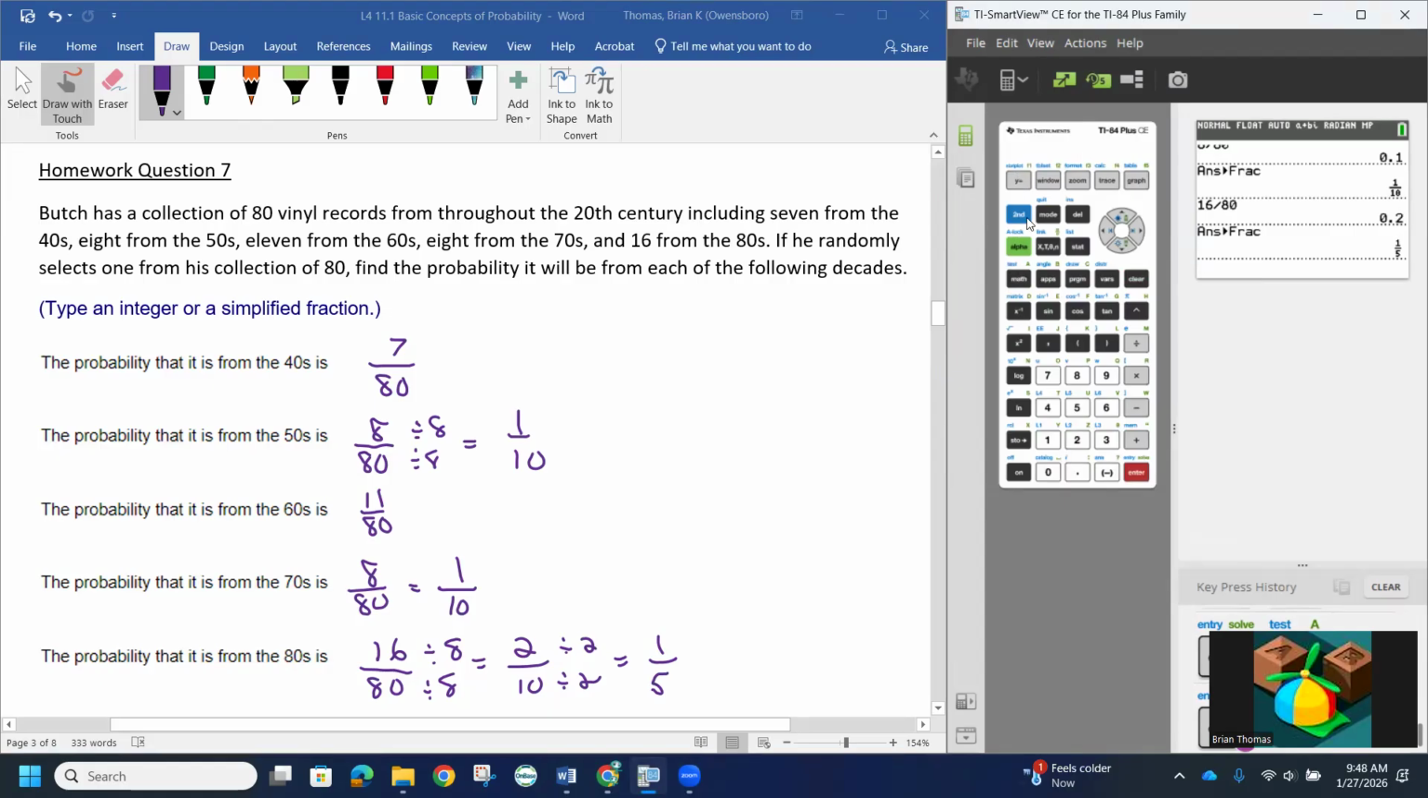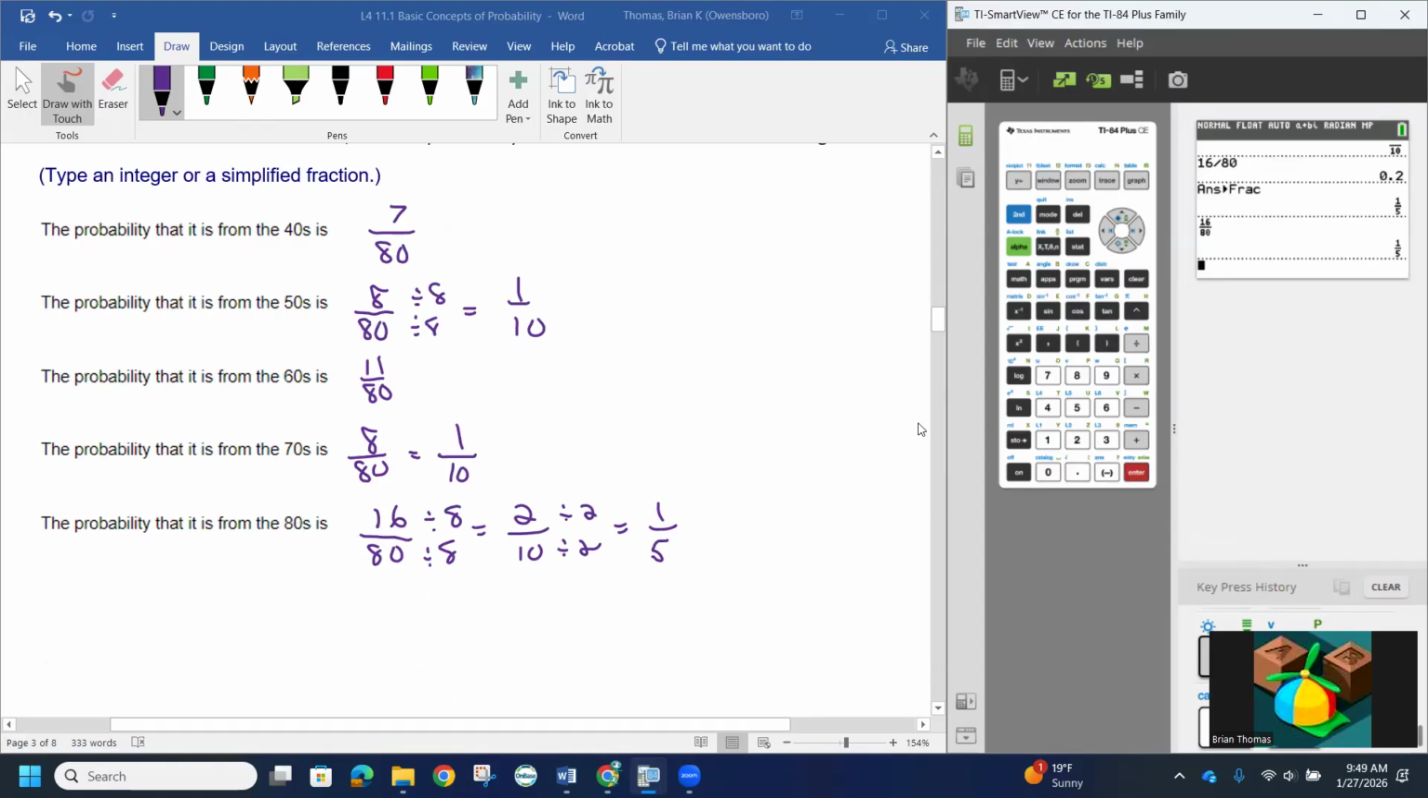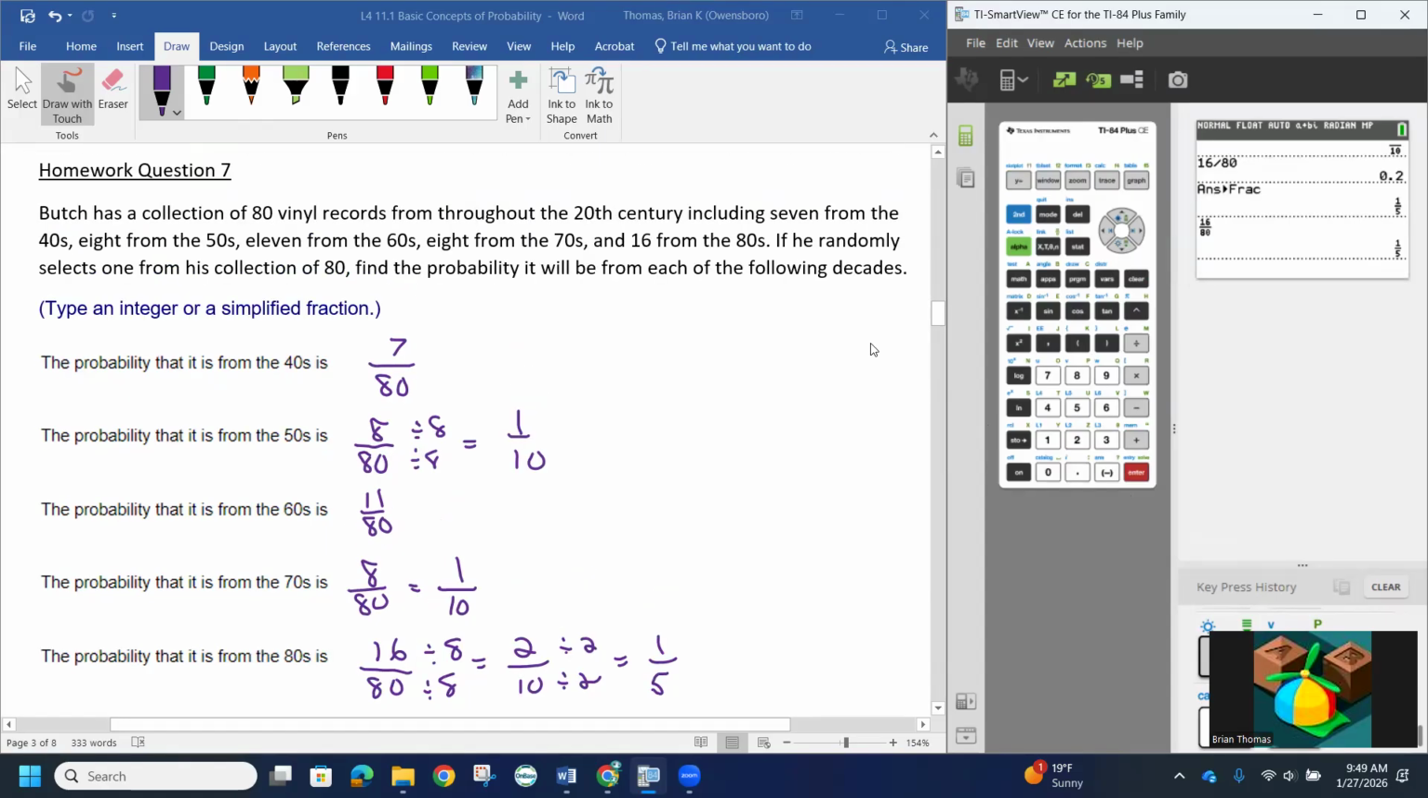But remember, F1 is green. So if you hit the alpha button and then the y equals button, number one says, do you want a fraction? So if you want to type a fraction in, you can. So I can type the 16 in the numerator and the 80 in the denominator. And when I hit enter, it will put the fraction in simplest form. So I can put the fraction directly into the calculator as well and get that 1/5. Okay, so that's question number 7. Not too difficult.